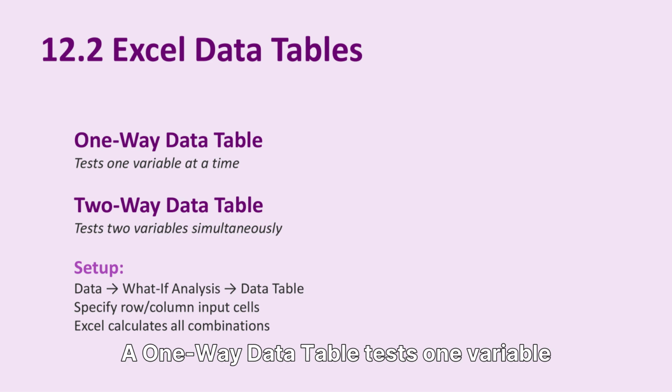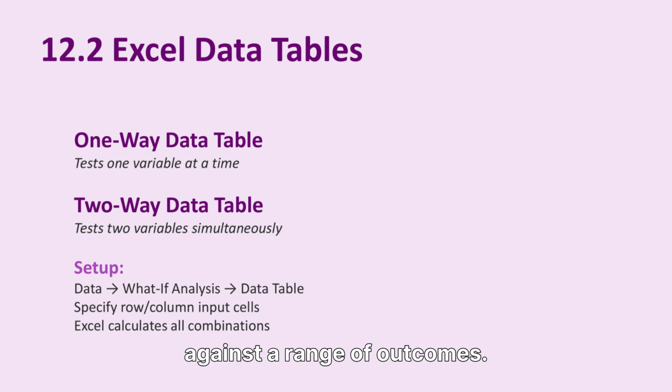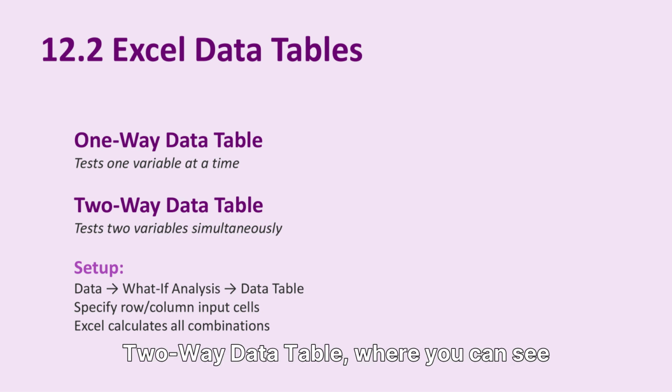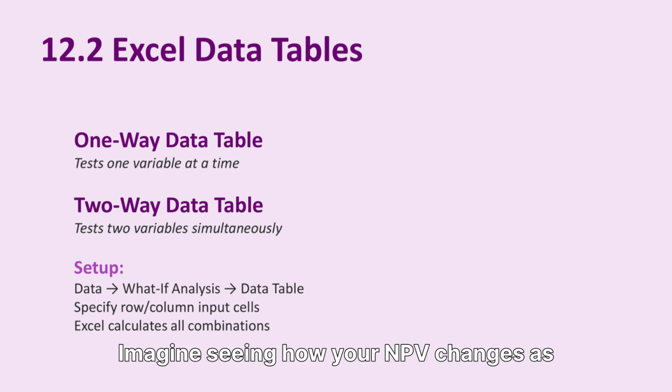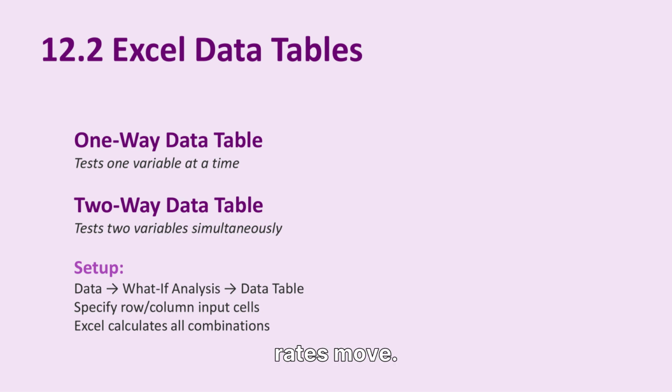A one-way data table tests one variable against a range of outcomes. But the real power comes with the two-way data table, where you can see the interaction between two variables simultaneously. Imagine seeing how your NPV changes as both your growth rate and your interest rates move.